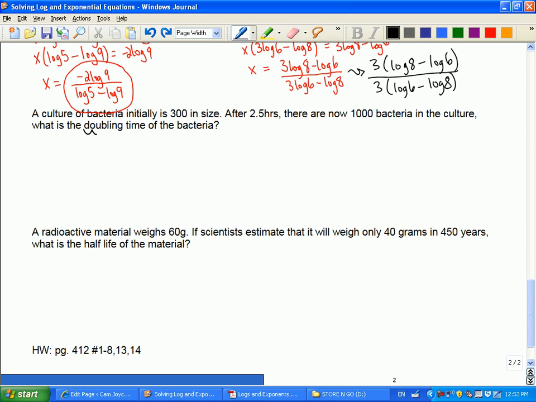Now, doubling should imply something to you. When you think of doubling, what's the number that comes to mind? Genius. Nice. Okay, we're off to a good start. So what I'm saying then is that's the number I want to keep doubling. So my exponential equation is going to be in this form, right? Double the number. So what I know about it, though, is I start with 300. And after 2.5 hours, there are 1,000. So 1,000, I started with 300, and I doubled it.